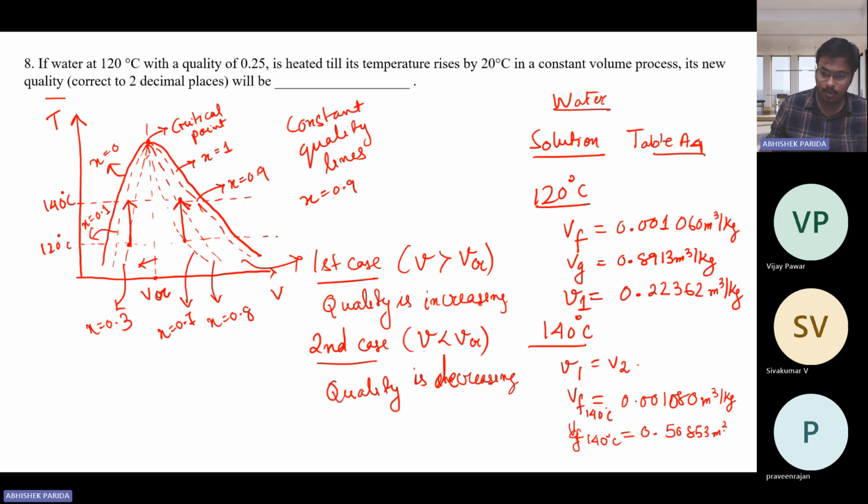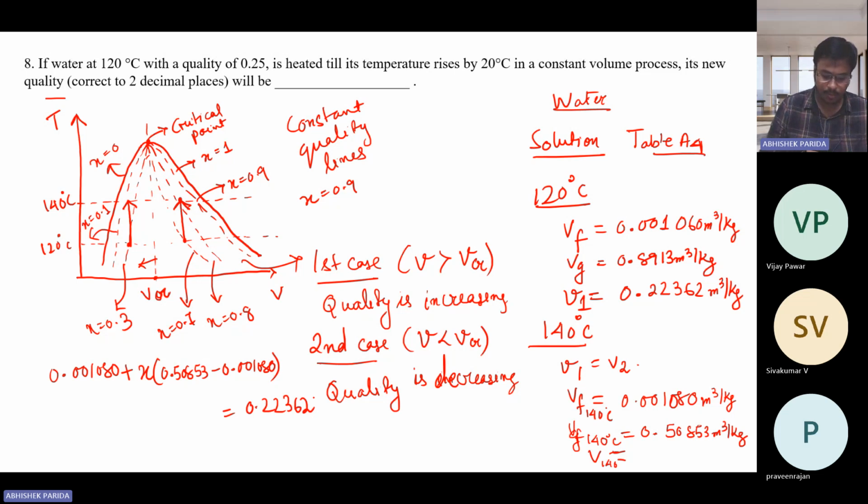Meter cube per kg. Be careful about the units. So V at 140 is equal to how much? 0.5085. So we will calculate this. So 0.001080 plus x into 0.50853 minus 0.001080 is equal to 0.22362.